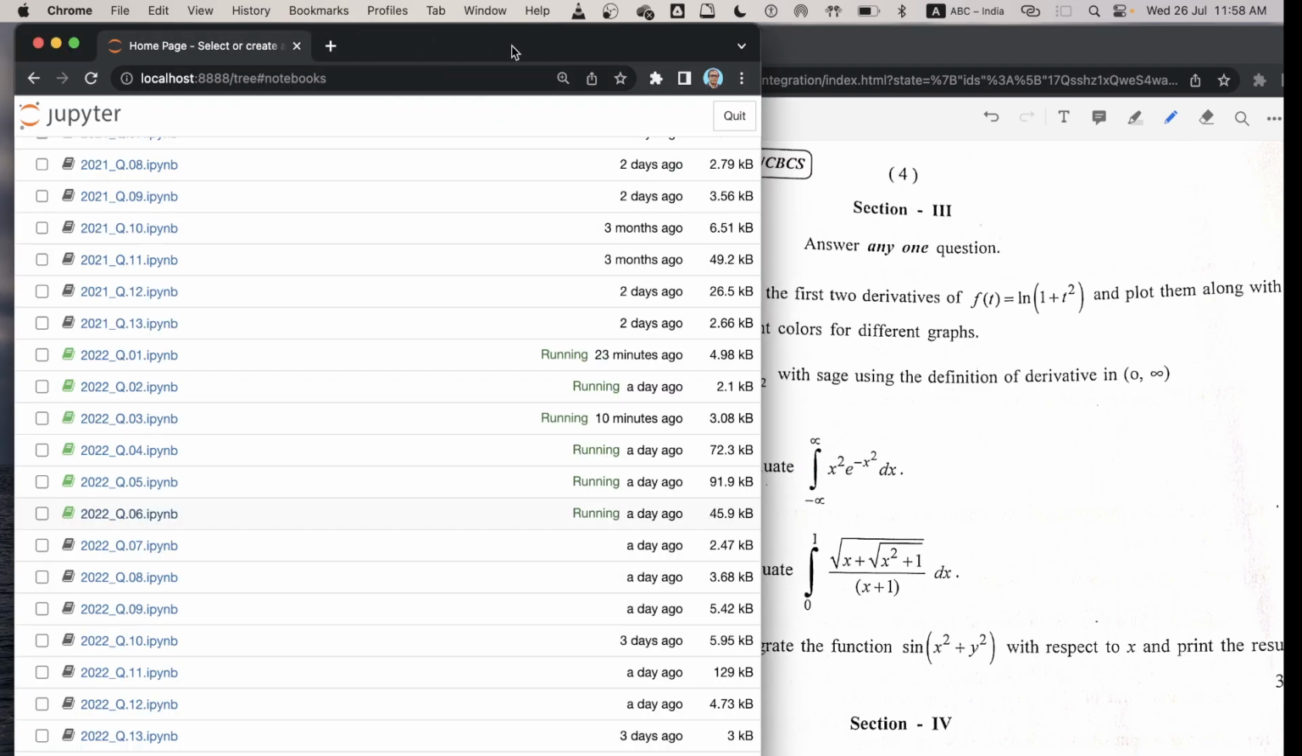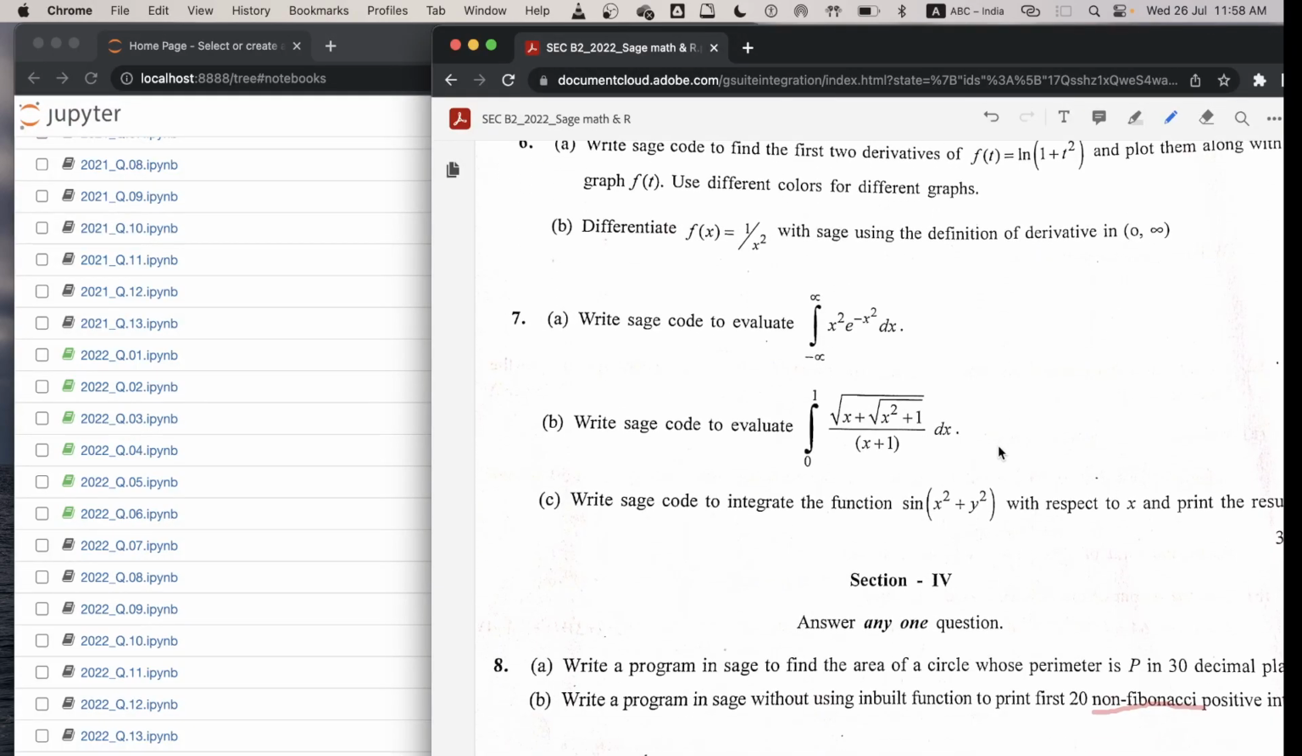This is question 6. Next, question 7a. Write Sage code to evaluate the infinite integral from minus infinity to infinity of x square e to the power minus x square dx. Question 7.